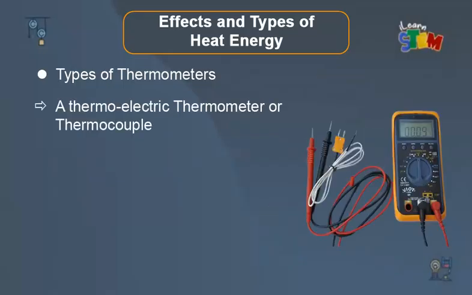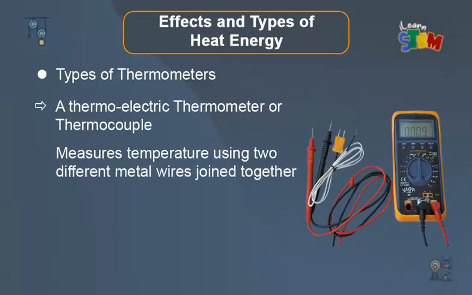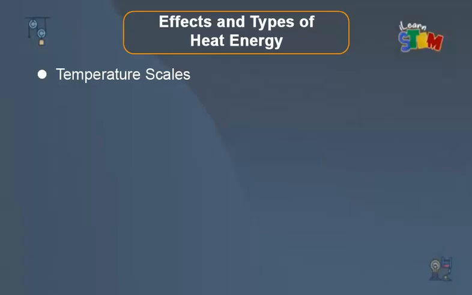A thermoelectric thermometer, or thermocouple, measures temperature using two different metal wires joined together. It uses current flowing. Now temperature scales. To measure temperature, we use different scales and instruments. There are three main temperature scales: Celsius, Kelvin, and Fahrenheit.